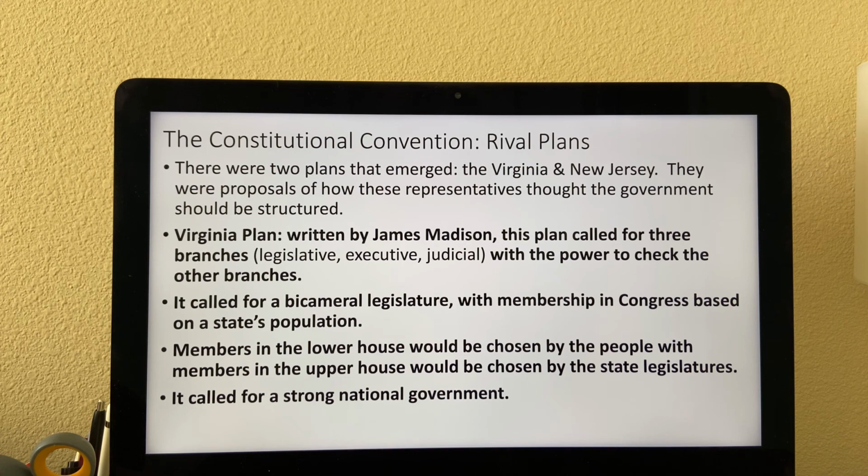Members in the lower house, so that would be the House of Representatives, would be chosen by the people, while the members in the Senate or the upper house would be chosen by the state legislatures, and they wanted a strong national government. So that's the Virginia plan.